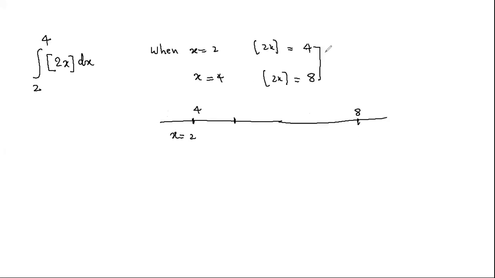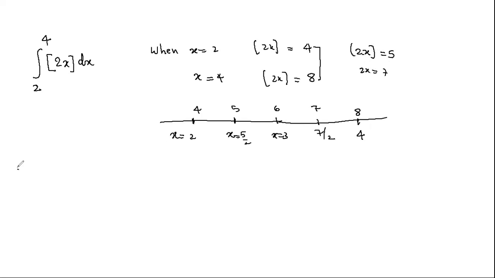Then when will the next integer 5 come? When will the integer of 2x become 5? After 4, it is 5, no? Then 6, then 7. Tell me the x value for this. When 2x becomes 5, x is 5 by 2. When it becomes 6, x is 3. When it becomes 7, x is 7 by 2. And when it becomes 8, x is 4.